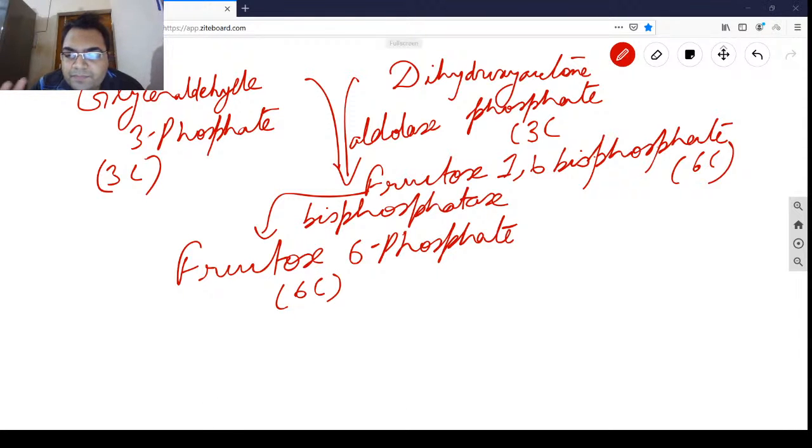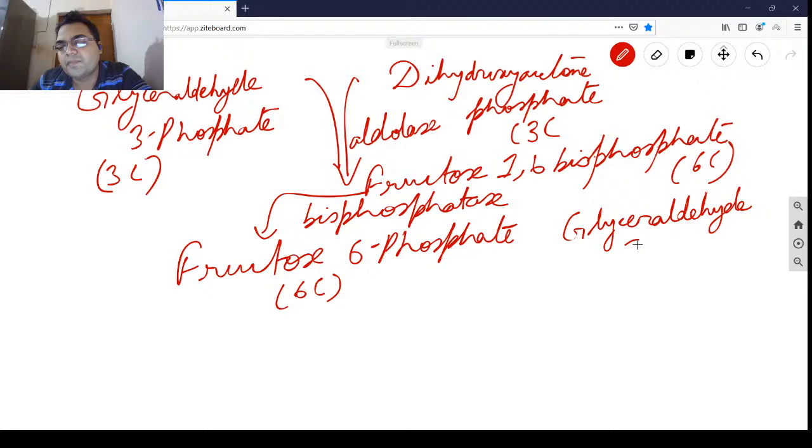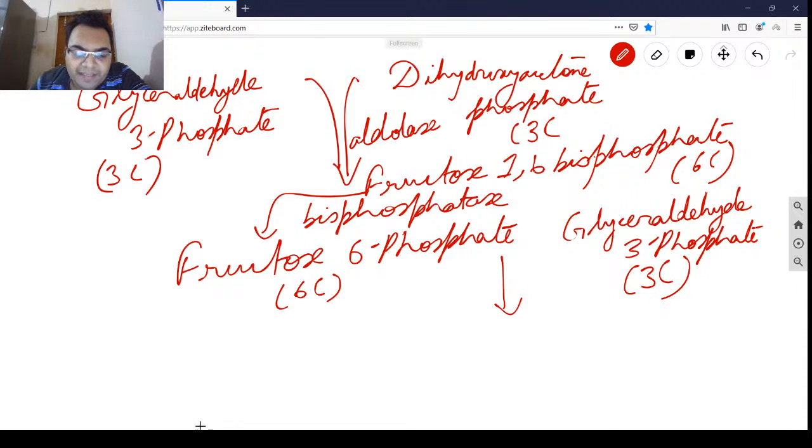Now what you can do is you have a new enzyme known as transketolase, which will cause the reaction of fructose 6-phosphate with one more molecule of glyceraldehyde 3-phosphate. And this is 6 plus 3, total 9. So you will form two molecules. One is xylulose 5-phosphate, one is erythrose 4-phosphate.